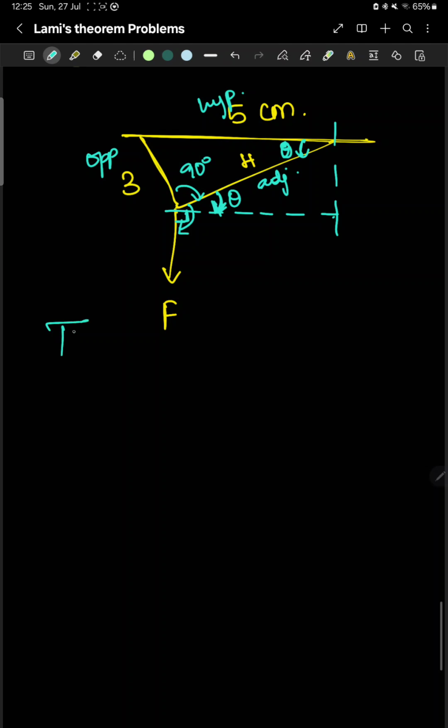So the answer of this question, the ratio of longer string to the shorter string, is 3 by 4. This is the answer for this question.